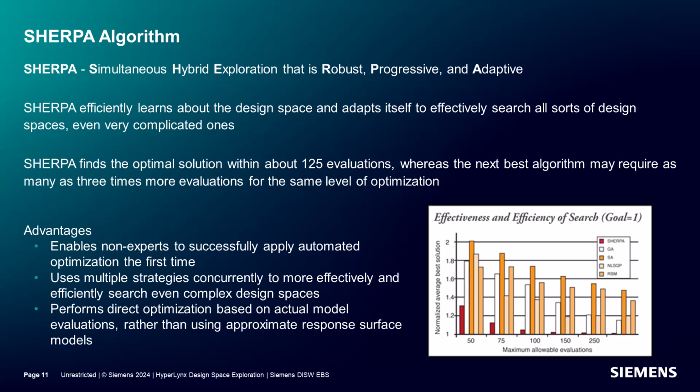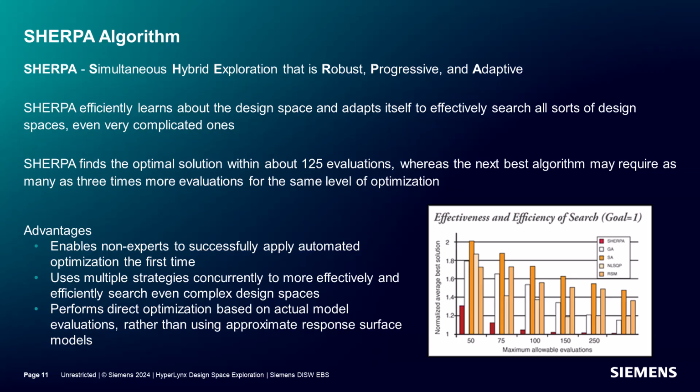SHERPA is the adaptive algorithm used by DSE in the Hyperlinks flow. SHERPA stands for Simultaneous Hybrid Exploration that is Robust, Progressive, and Adaptive. It employs multiple search strategies at once and adapts to the problem as it learns about the design space. SHERPA requires significantly fewer model evaluations than other leading methods do to identify optimized designs, and it often finds a solution the first time. This efficiency can save days or even weeks of CPU time during common engineering optimization studies.